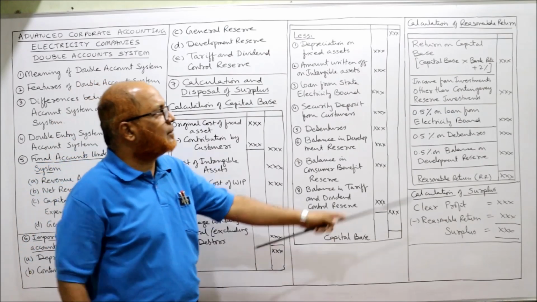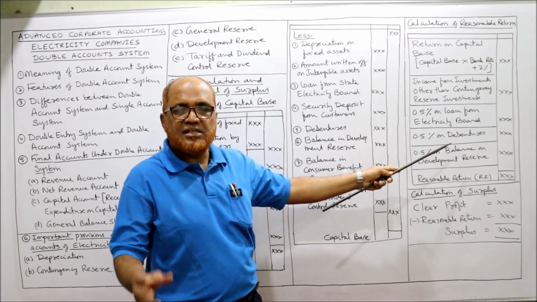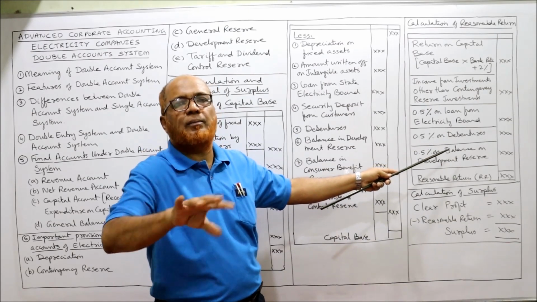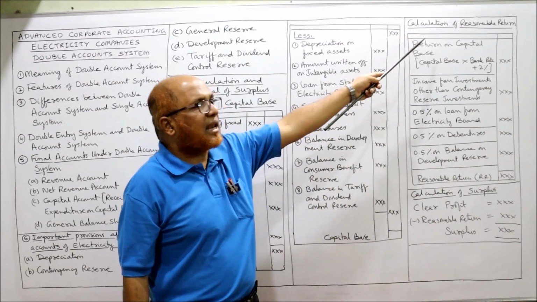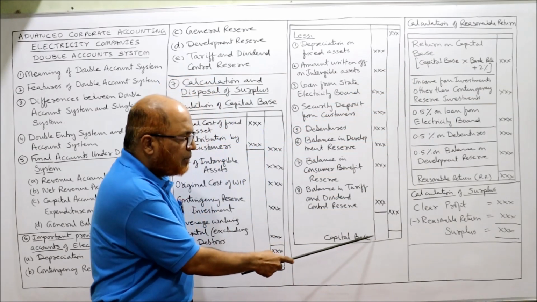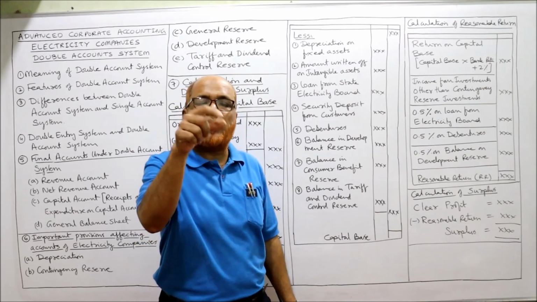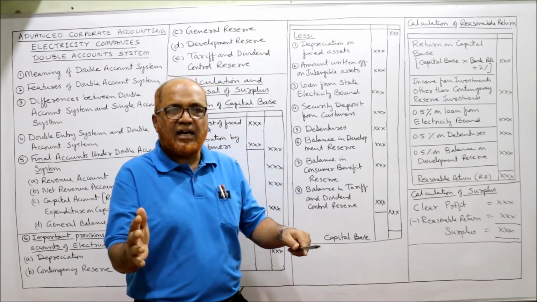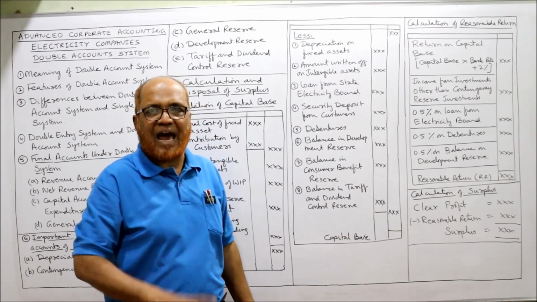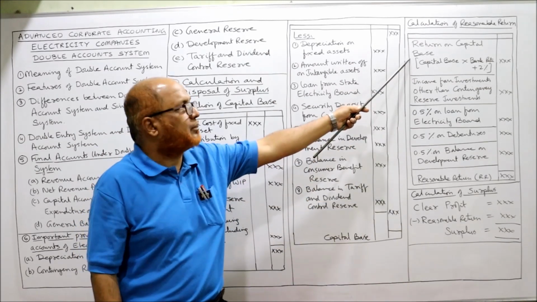Once we get the capital base, then we calculate the reasonable return. So only after finding the reasonable return can we get the surplus. So how to calculate reasonable return? Return on capital base. After calculating capital base, return at what percentage? Bank rate plus 2%. Whatever bank rate is there, we add 2% to that. If bank rate is 10%, we add to make 12% on capital base.